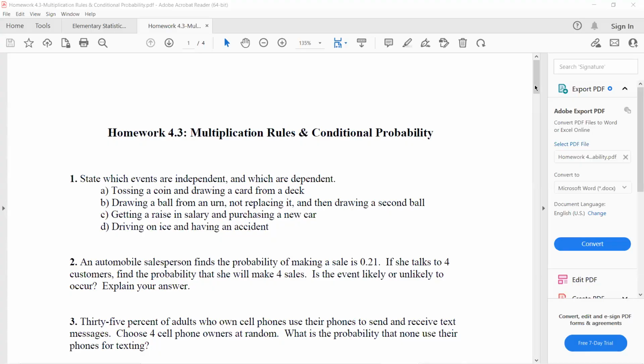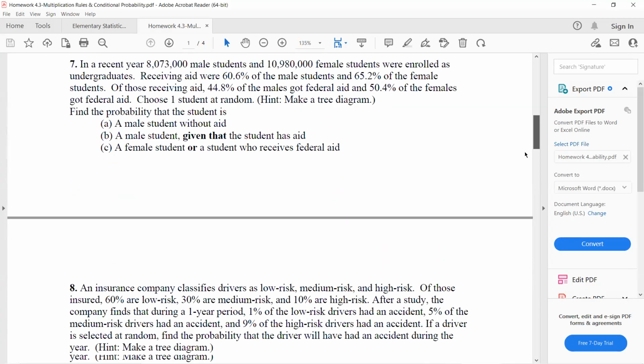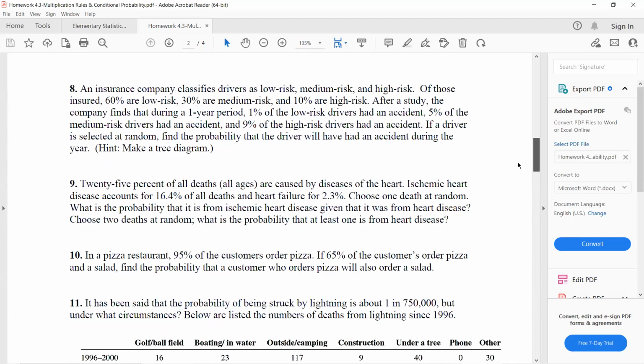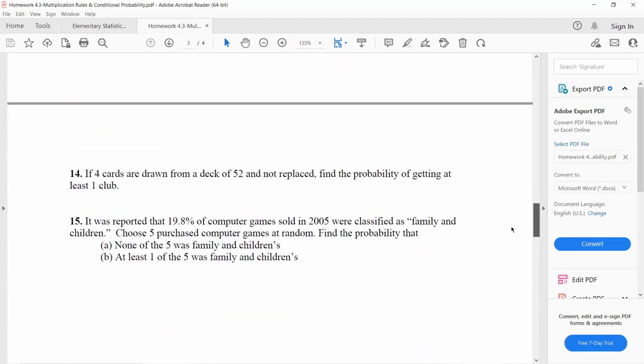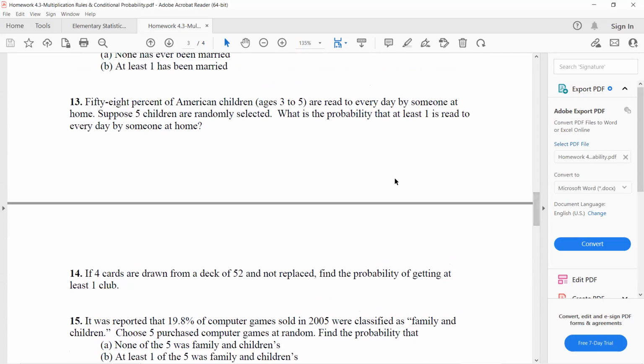4.3. Okay, so you made some pretty good progress, it looks like. Number... Okay, so starting with 13.